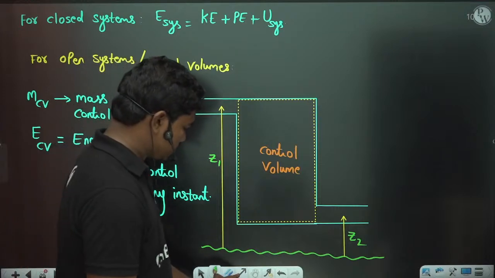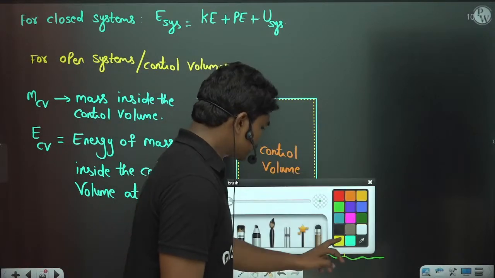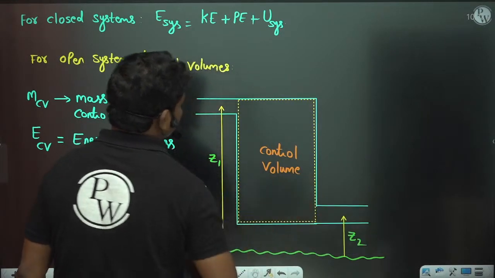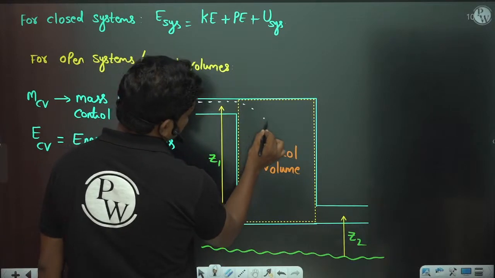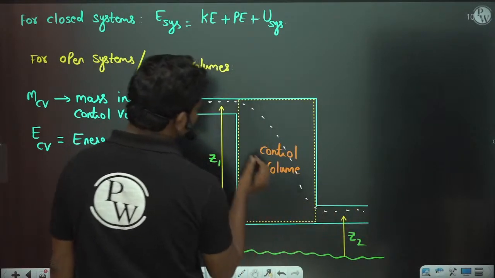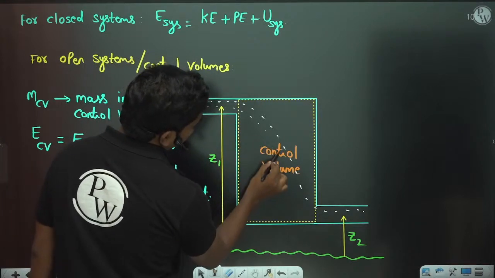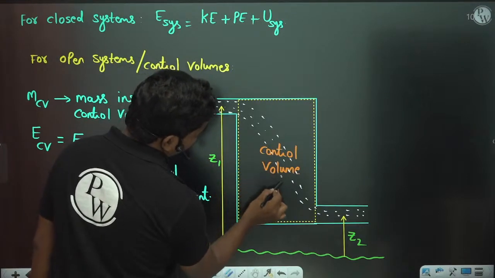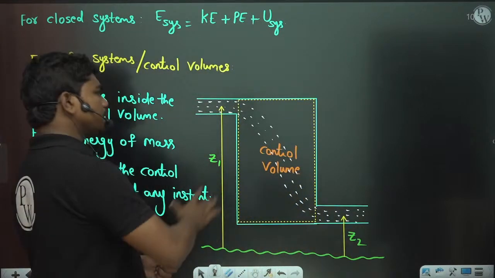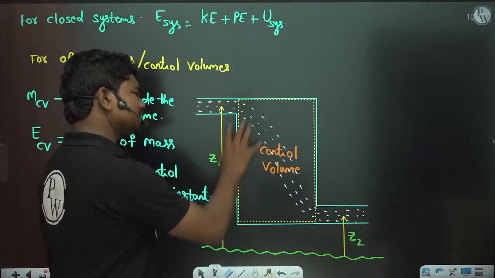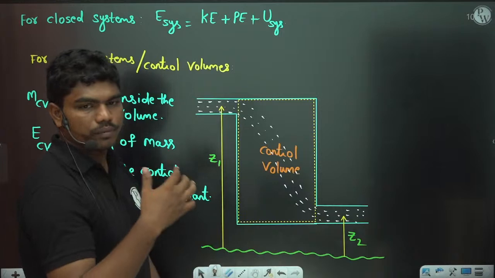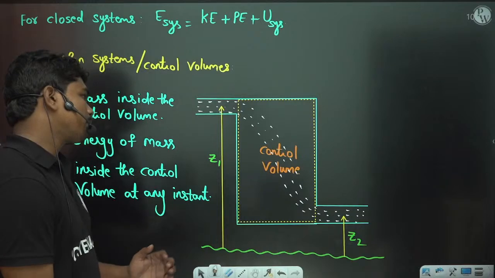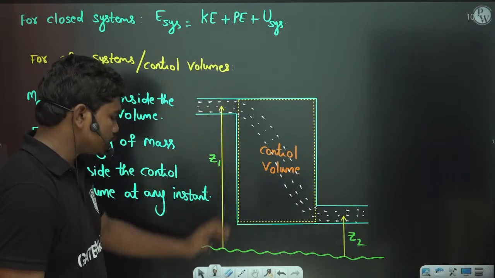And also, let us suppose the fluid is flowing in this direction, so there is some motion of the fluid, not exactly like this, but it enters and then it leaves. Depending upon the type of the volume, whether turbine, pump or nozzle, the direction of the motion and all are designed.